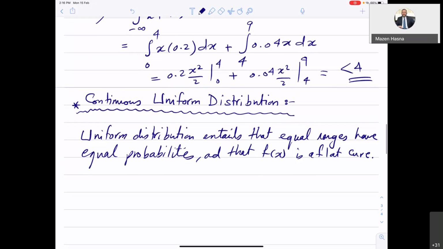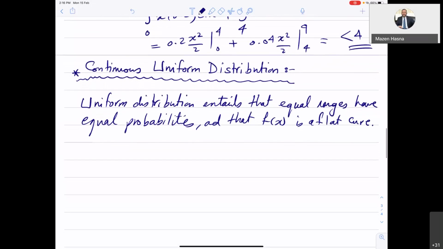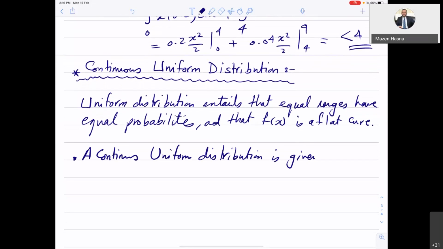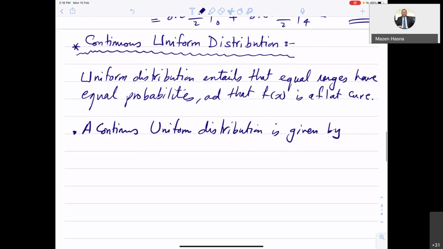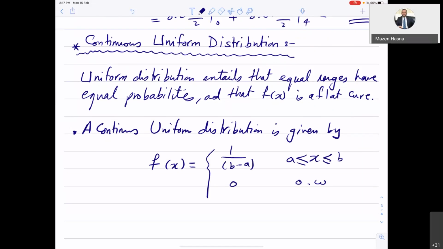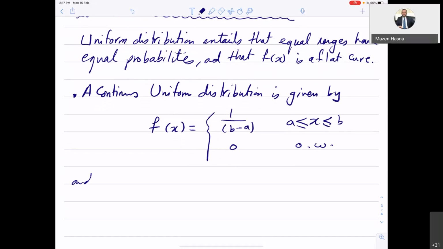So a continuous uniform distribution is given by f of x is simply 1 over b minus a when x is between a and b, and 0 otherwise, and we write it uniform of a and b. So, x is uniform between a and b.